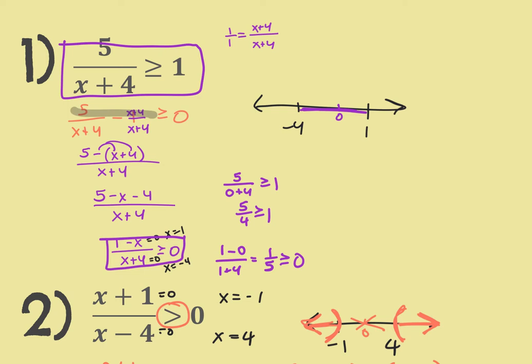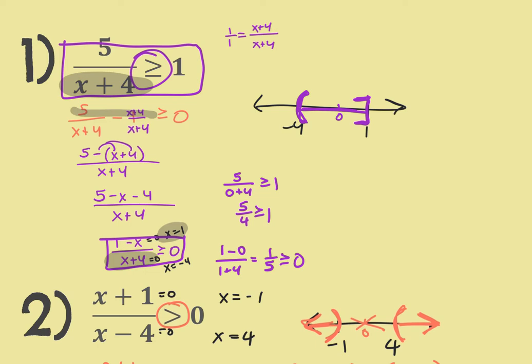Now, here's the catch. Because it's or equal to, the numerator gets a bracket. Whatever the test point is that came from that numerator gets a bracket. So we solved the numerator and we got x equals 1. That one gets a bracket. But because my denominator cannot equal 0, this denominator cannot get a bracket. So it always gets a parentheses.